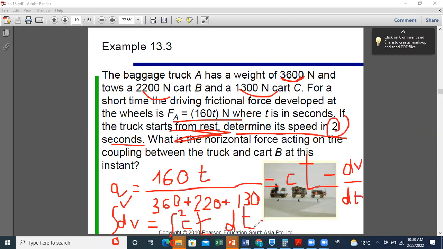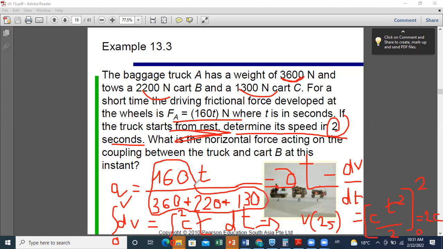Okay, so V at 2 seconds is equal to the constant times t squared over 2 between 0 and 2. So you replace your boundaries. You get that V at 2 seconds is C times 4 over 2, so it's 2C. So the velocity after 2 seconds is equal to 2 times the constant, and the constant is 160 over 360 plus 220 plus 130. Okay, in this way, I get the value of the speed in 2 seconds.